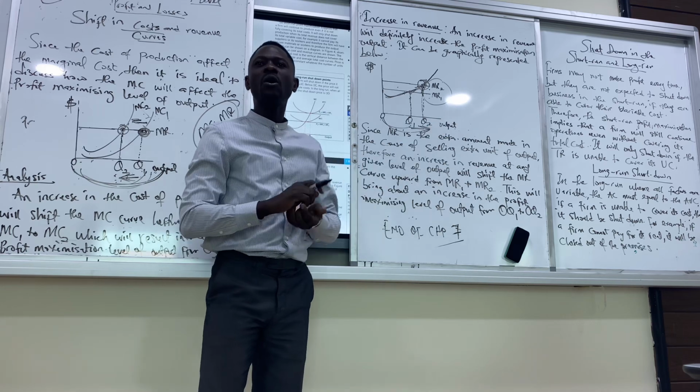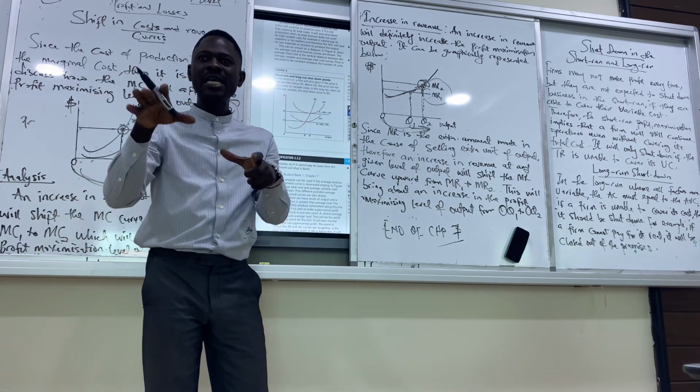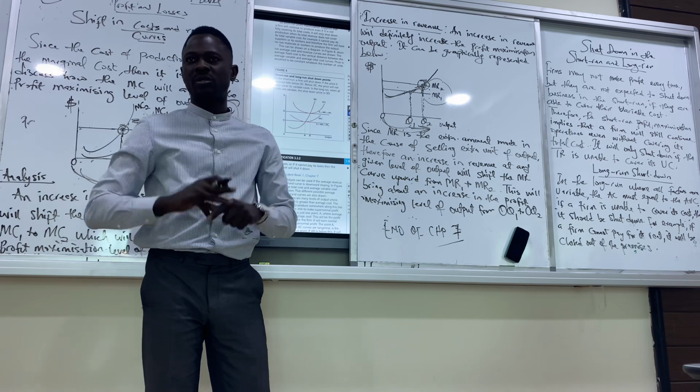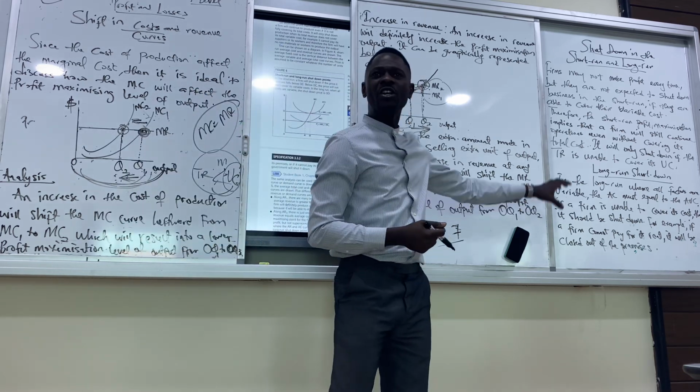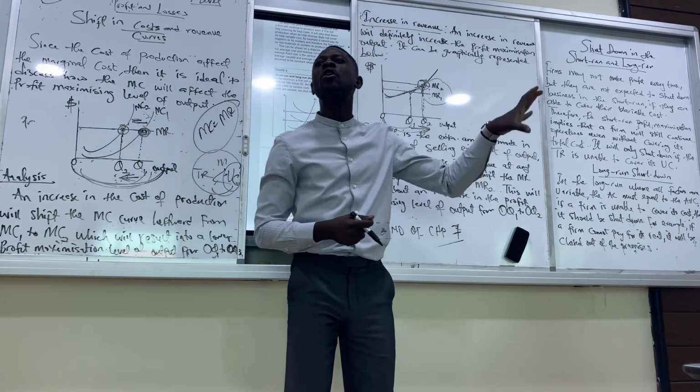Then in the long run, where all factors are variable, the business should be able to cover its total cost. So in the long run, your average cost should be equal to your average variable cost.